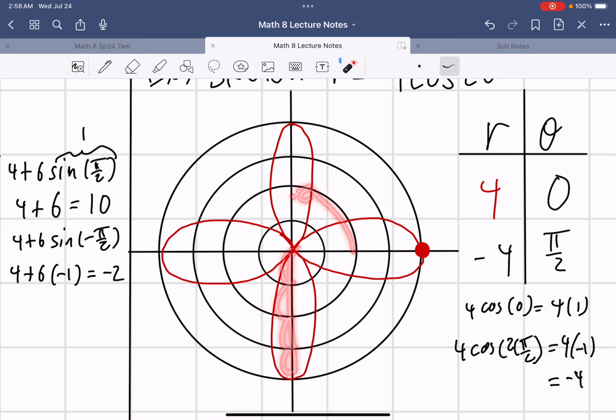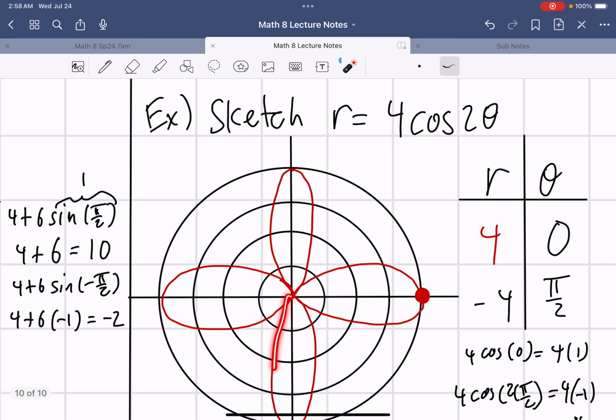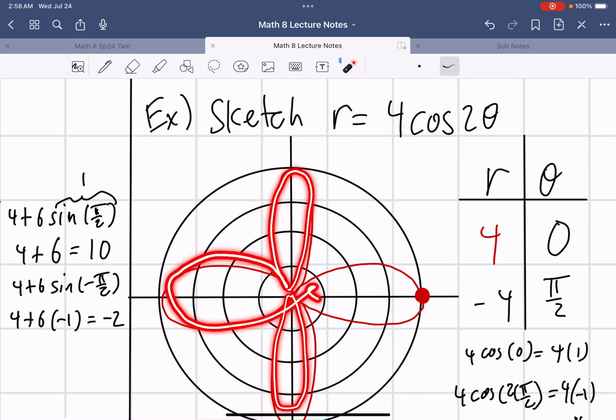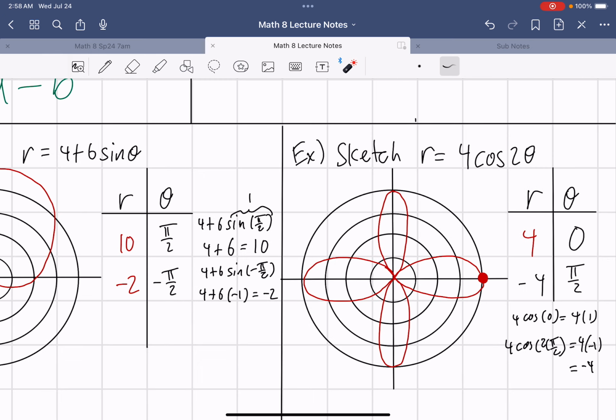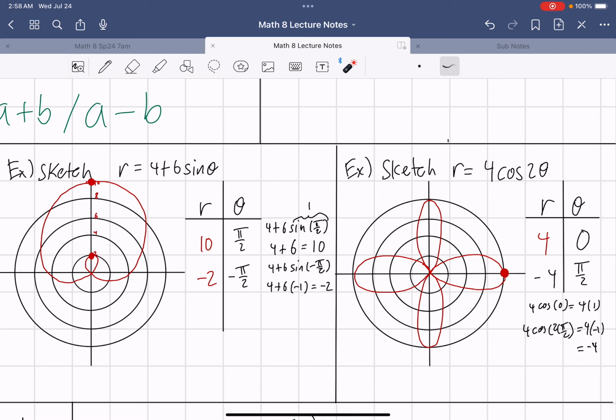And remember we said we have symmetry. So this petal has to match the next one. And then these two petals need to match as well. So again, practice on comparing them, practice on sketching them.